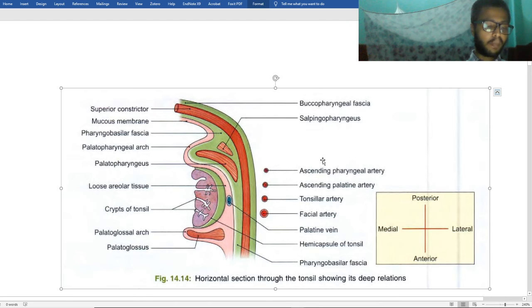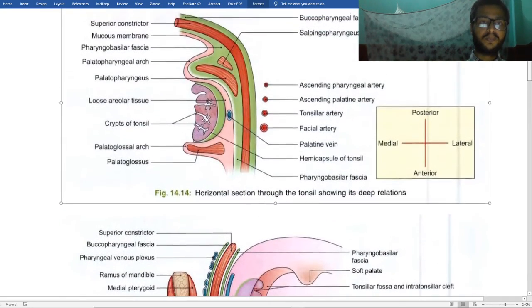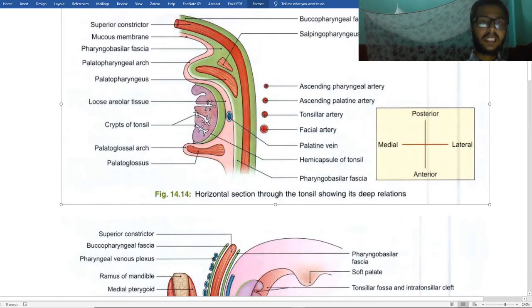Plica semilunaris is a similar semilunar fold that may cross the upper part of the tonsillar sinus. Intratonsillar cleft is the largest crypt of the tonsil. You can see the largest cleft of the tonsil, and there are many, 12 to 15 crypts.